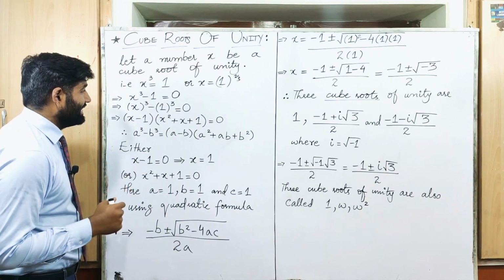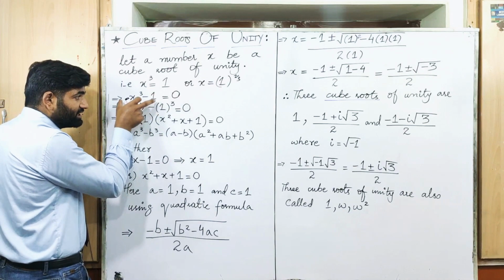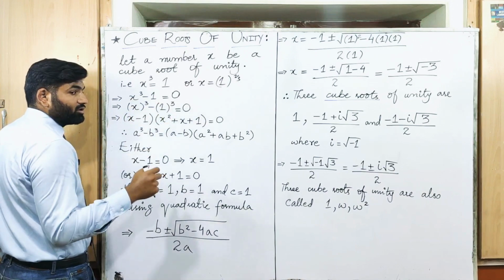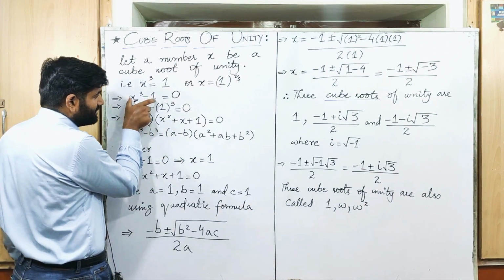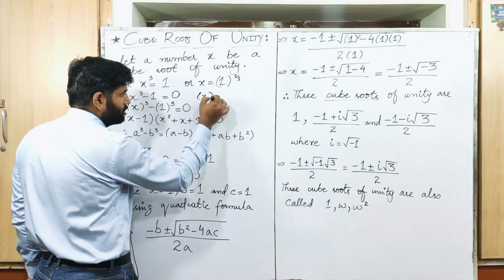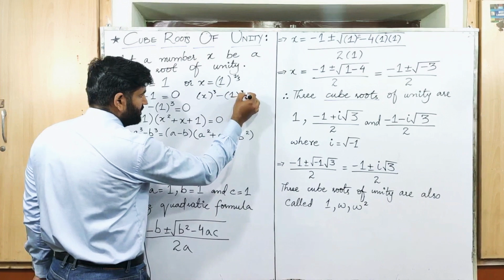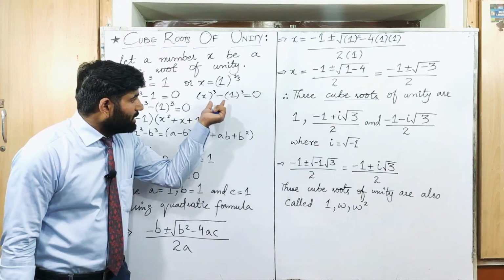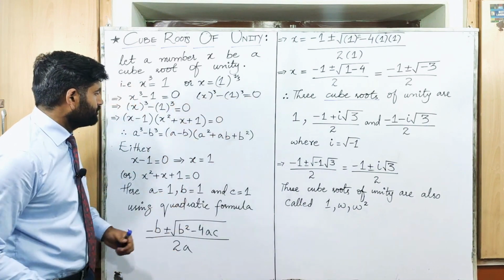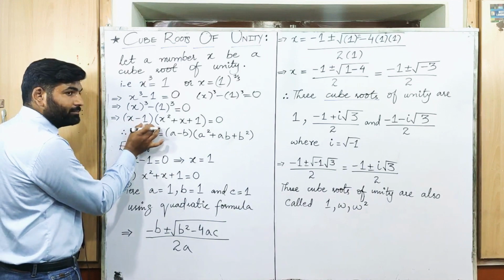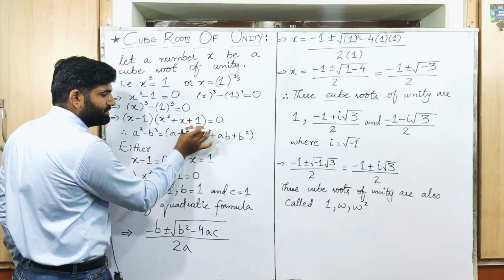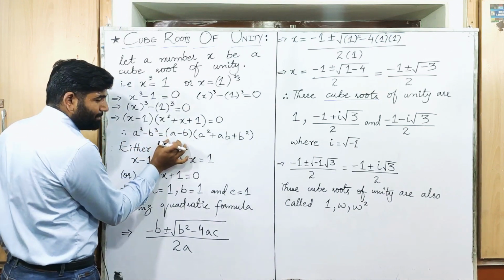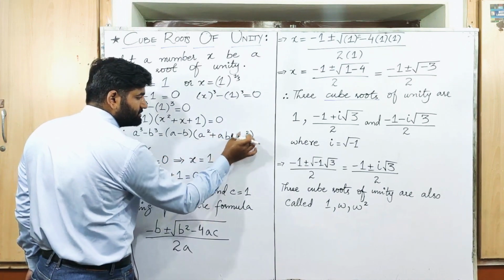The first step. Next we can consider the formula x cube minus y cube, or a cube minus b cube. This can be rewritten as x whole cube minus 1 cube is equal to 0. Now using the formula a cube minus b cube to expand this expression, the formula is a cube minus b cube is equal to a minus b into a square plus ab plus b whole square.